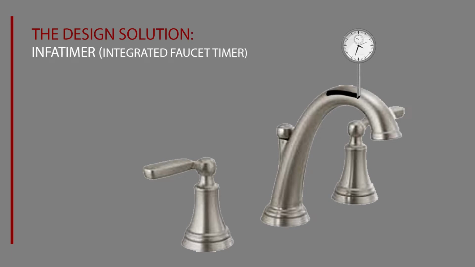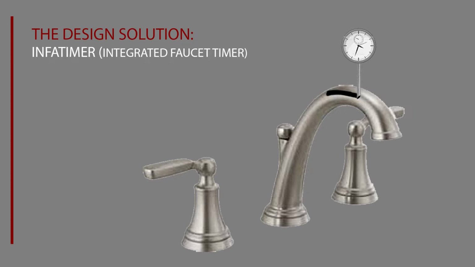So my actual design solution is called InfoTimer. It is a complete system that contains a faucet, obviously, and then a pop-up timer whose normal resting position is within the casing of the faucet. And then when the faucet is turned on, the timer flips up and starts ticking. So as the user uses it, they are completely aware of how long that faucet has been running.